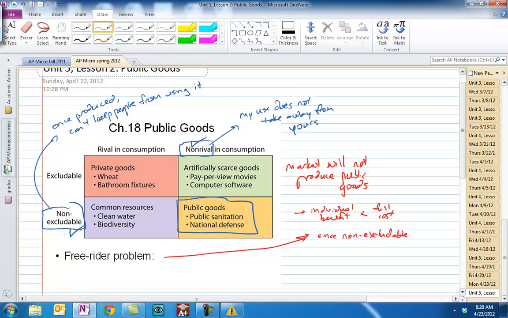even if some people are willing to pay for them, some others could still use them, and that creates a disincentive for anybody to pay for them because they look and say, well, hey, that's going to be there whether or not I pay for it.